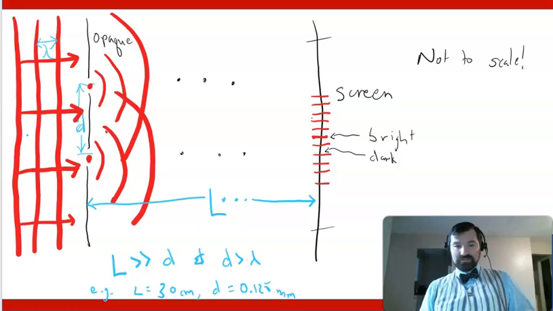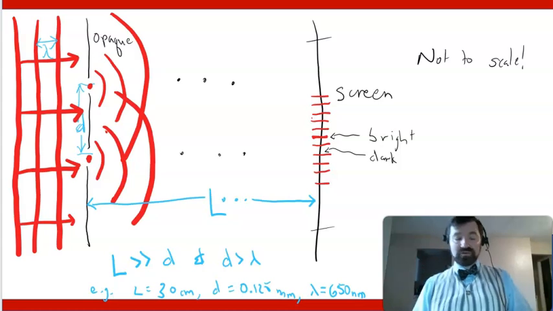And then lambda, you're using a laser pointer. If it's red, lambda is probably 650 nanometers for a laser pointer. If it's a helium neon laser, then it's 632.8 nanometers. If it's a green laser pointer, it's probably either 532 or 515, etc.